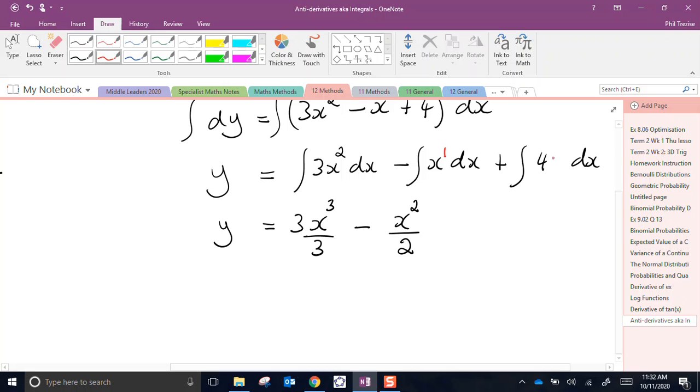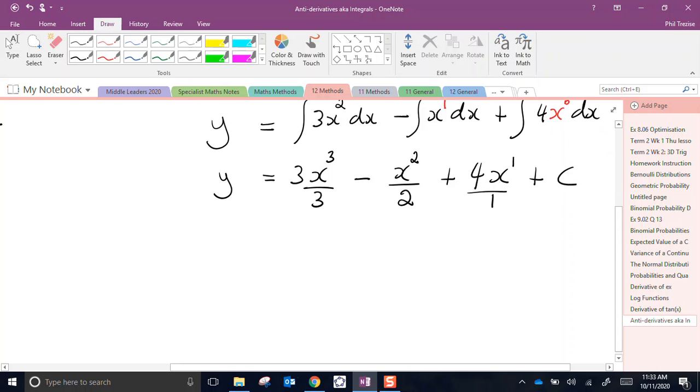Likewise, on this next bit, I'm going to imagine here this is 4 multiplied by x to the power of 0. Again, you don't have to write the part that's in red. So it's addition. The coefficient 4 will be there. The power of 0 will increase to a power of 1, and I divide by 1. And then I add a constant of integration.